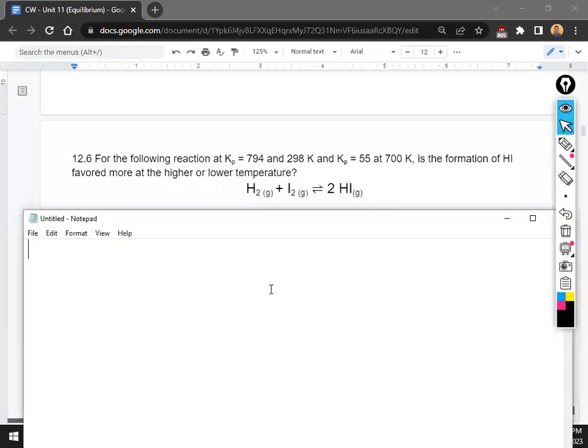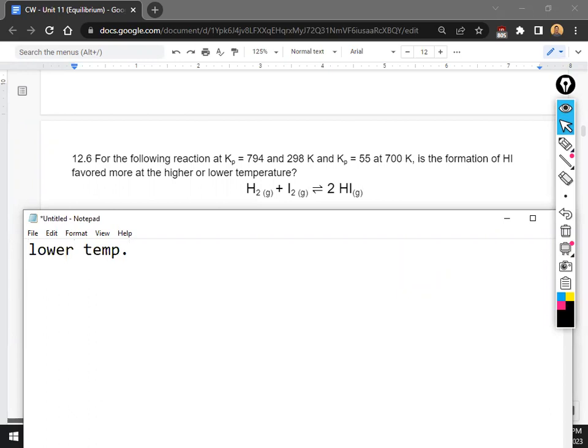All right. Okay, so if we take a look at this reaction right here, it tells us that the KP is 794 at 298 Kelvin, and then it's 55 at 700 Kelvin. Now we're looking at the formation of the product. So is the product going to be favored at higher or lower temperature? Anyone want to take a shot at it? Why do you say lower? Okay, Brendan says lower, which is correct.